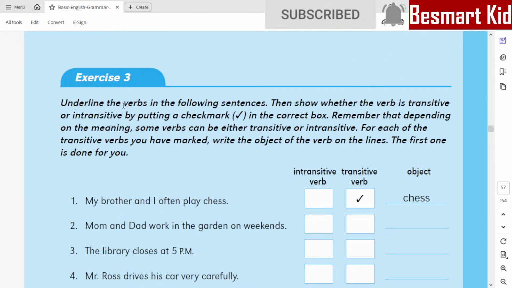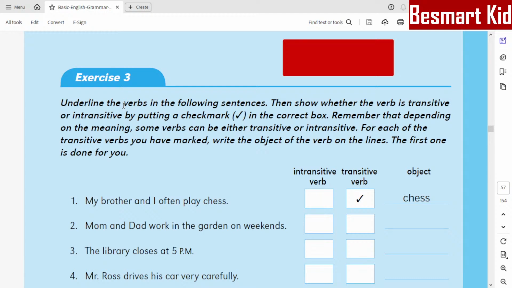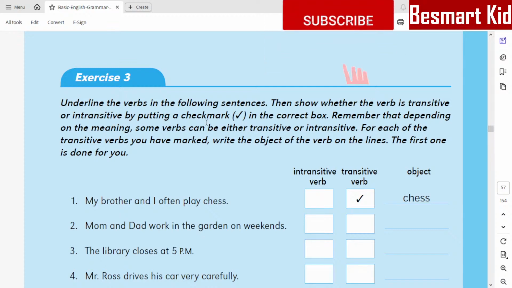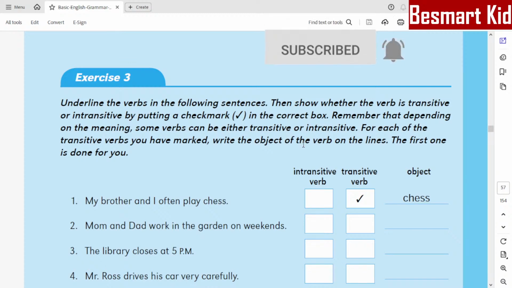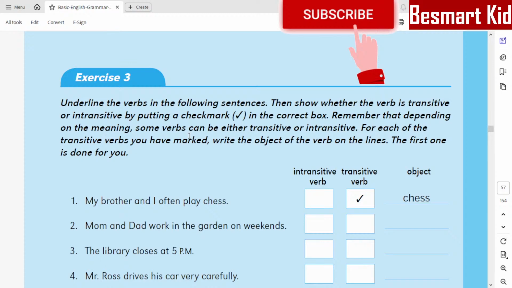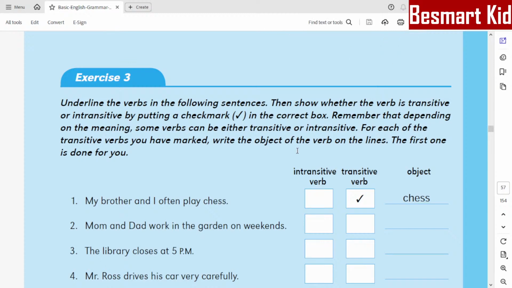Underline the verb in the following sentences. Then show whether the verb is transitive or intransitive by putting a check mark into the correct box, depending on the meaning. Some verbs can be either transitive or intransitive. For each of the transitive verbs you have marked, write the object of the verb on the line. First one is done for you.